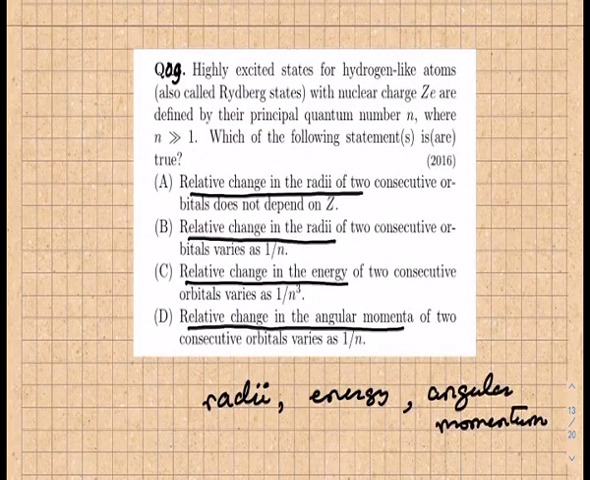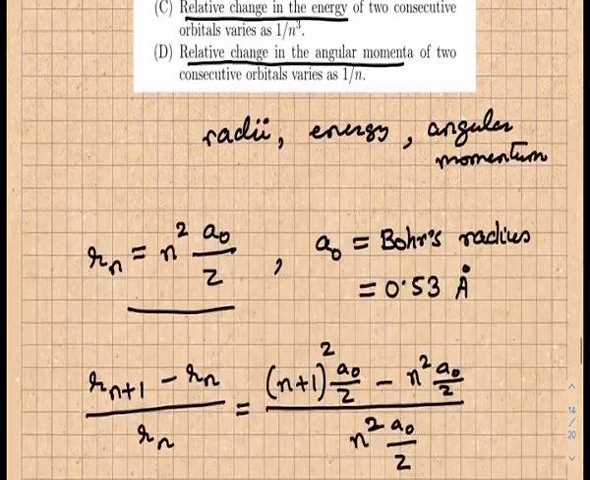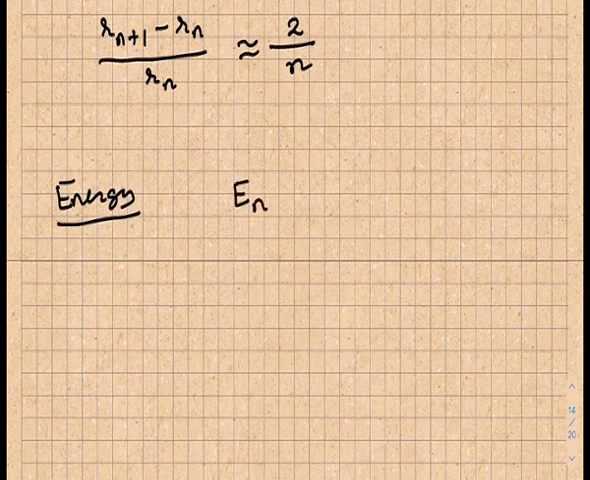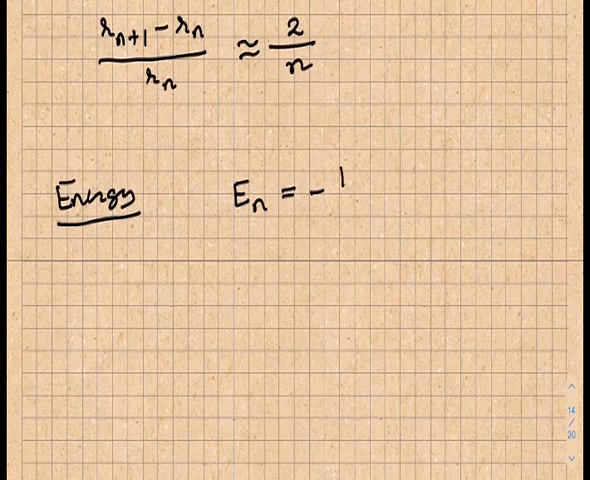Now what about the options here? Relative change in the radii of two consecutive orbitals does not depend on Z. Yes, this is correct, because it just depends on the principal quantum number n. There is no Z dependency. Relative change in the radii of two consecutive orbitals varies as 1 by n. That is also correct, because we found that this is 2 by n. So variation is of the order 1 by n. So both options A and B are correct. Now let us check options C and D. C is about the energy. You know that the nth energy for these atoms would be simply 13.6 Z square by n square.